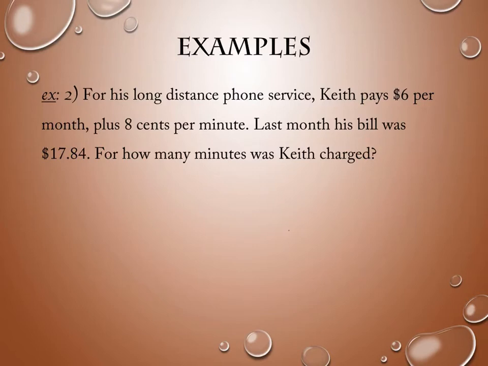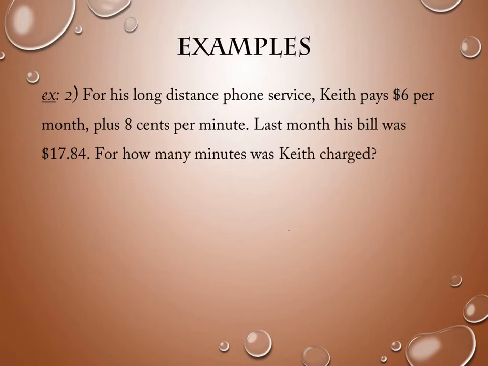Okay, so we have a fixed cost here. What is the fixed cost? $6. So whether he makes any long distance charges or not, he's going to pay $6 just for having the ability to do so if he so chose, right? He also has a variable cost. What's the variable cost here? It's the 8 cents per minute. It's the minutes that he uses. And we're asked how many minutes he is being charged for.